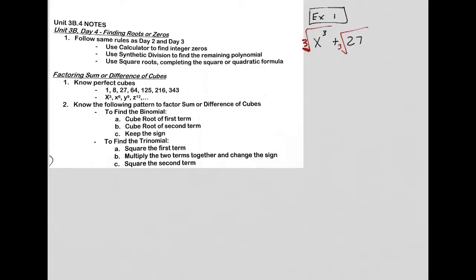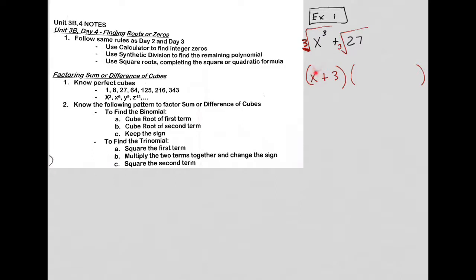Okay. So just like a square root, a cube root is going to cancel that. So we'll have x, and then the cube root of 27 is 3. Okay, so we have x plus 3. But now we need a trinomial. Whenever you're doing this, you're going to have a binomial and you're going to have a trinomial. So now we need 3 terms over here. So how do we get that? I'm going to tell you.